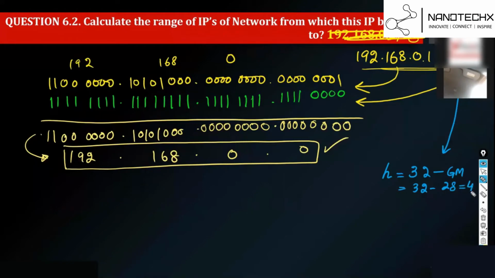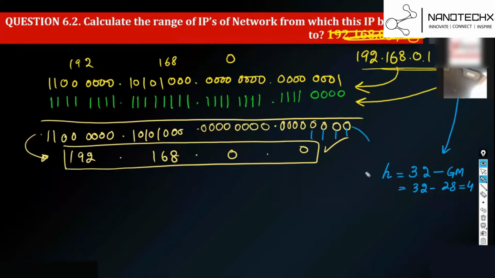So it means 4 bits have to be changed to 1 in here. So this will be 1, this will be 1, 1 and 1. Once you become an expert, you can even see from here that 4 times 1 is 15. So our range is from 0 to 15. But let's calculate it for you guys.